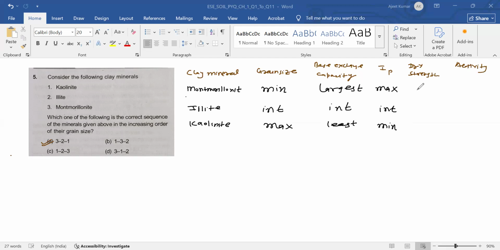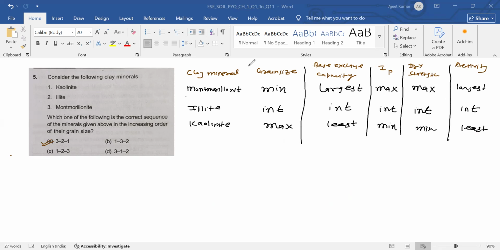Dry strength in case of montmorillonite is maximum. For illite, it is intermediate, and in case of kaolinite it is minimum. Activity is largest in case of montmorillonite. This is intermediate, and this is least. Very important table, very easy to remember. Okay, illite is always intermediate.